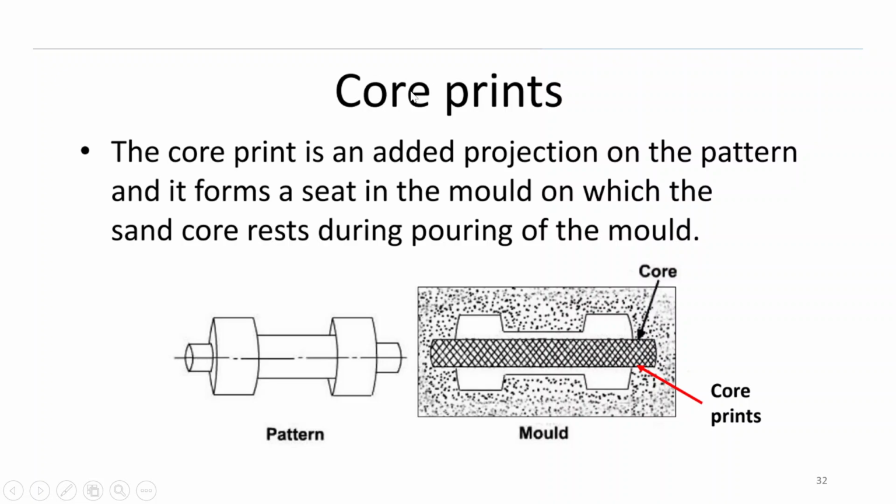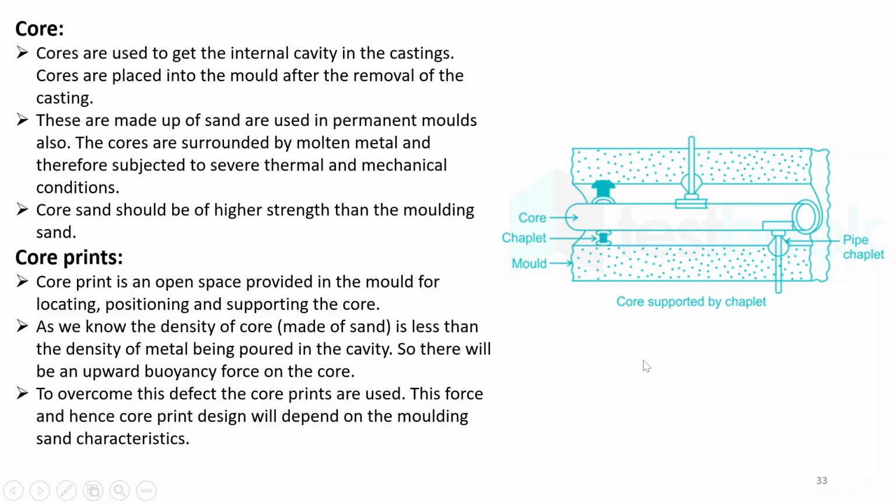Now the other thing is core prints. The core print is an added projection on the pattern, and it forms a seat in the mold on which the sand core rests during pouring of the metal. So there are the projections here which are core prints.